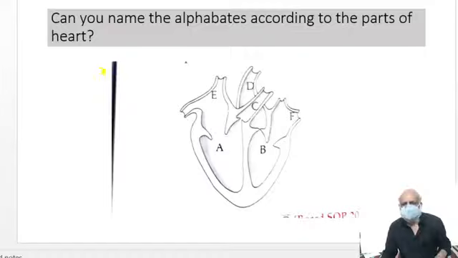Board always asks the question like name the alphabets according to the parts of the heart. That is, can you name A, B, C, D, E, and F? A is right ventricle, sorry. B, left ventricle. E, right atrium. F, left atrium. C is pulmonary artery. D is aorta, etc. You have to answer like this.